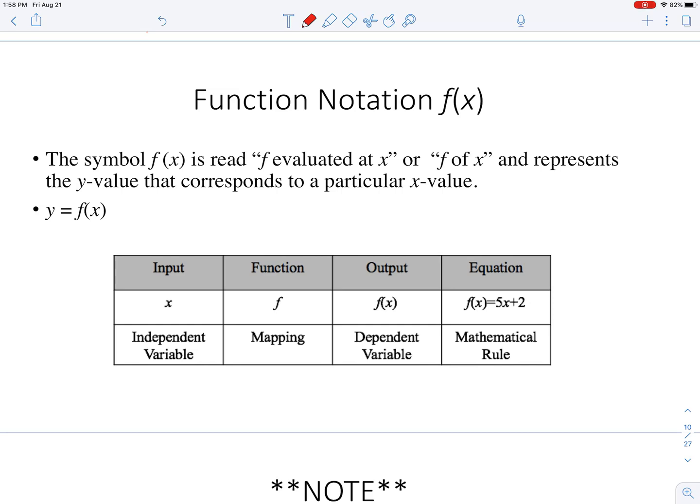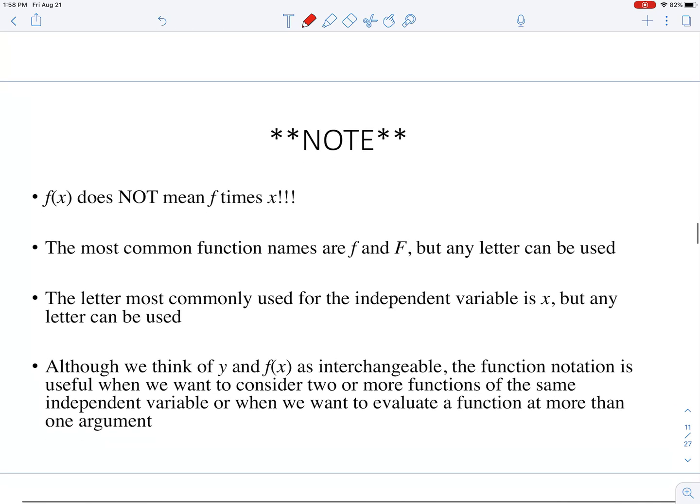f of x is probably the most common function name, but really most any letter could be used. And then it's also important to remember that different cases represent different functions. So if you have a function named lowercase f and there's another function named uppercase F, those do not represent the same function. So if, in a quiz or a test, I have named a function something, you need to continue with that name and using that case. You cannot switch.